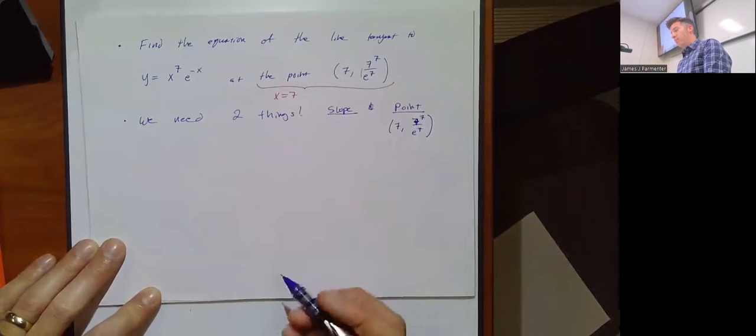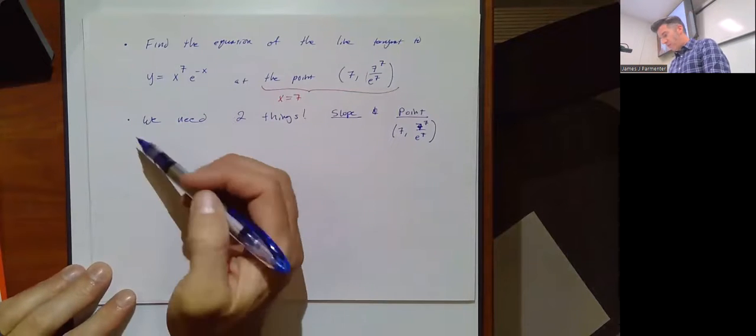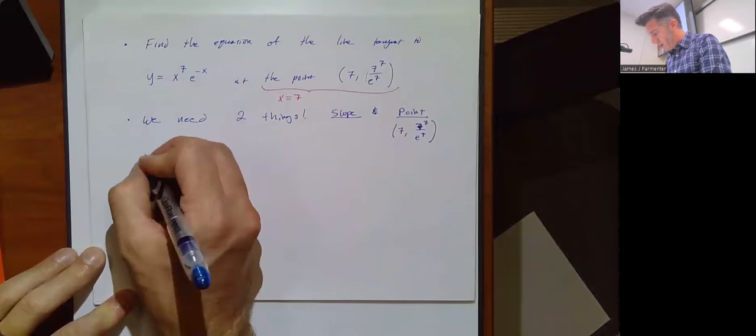And then we need the slope. And of course, in calculus class, usually you're finding the slope by finding the derivative, right? Slope of the tangent line is one way of thinking of the derivative. So we have to find the derivative of this function. All right, that doesn't seem too bad.